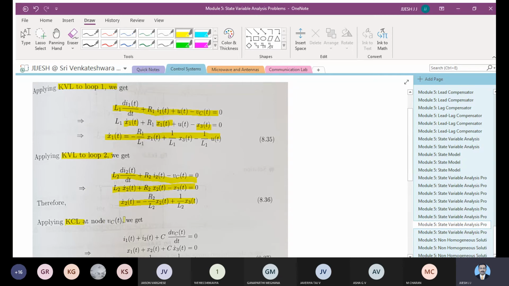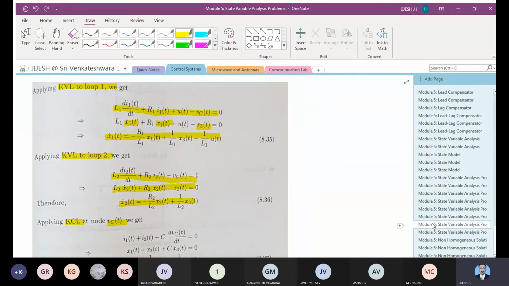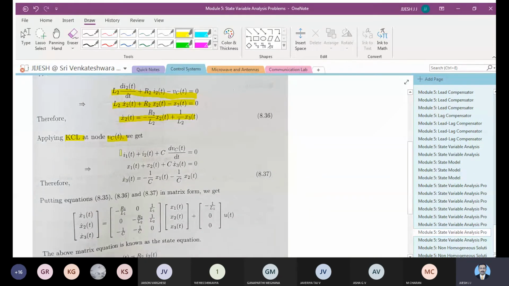Now we can go for KCL at node VC of t. For this node, the equation will be I1 of t plus I2 of t plus C dVc of t by dt is equal to 0. Once you simplify that, you will get x3 dot is equal to this one. So now you have three equations in terms of x1 dot of t, x2 dot of t and x3 dot of t. Convert them into matrix form, and you will get the matrix in this form.